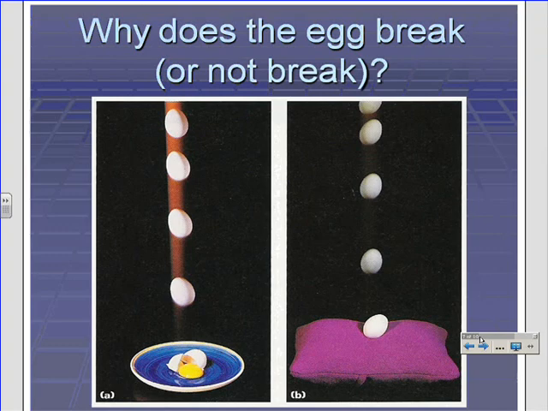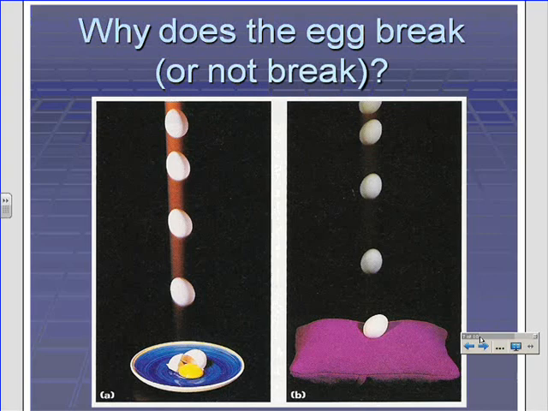Here's a picture of two eggs being dropped. Let's assume those eggs are being dropped from the same height. Knowing what you know about gravity and the effect that gravity causes, you should be able to tell me that if I drop two eggs from the same height, regardless of what their mass is, they should be traveling the same speed when they get to the ground, or just before they get to the ground.